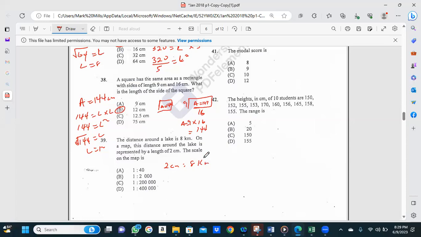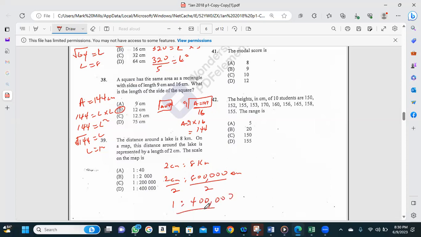We are going to change the kilometer into centimeter. So say 2 centimeters to 800,000. You multiply the 8 times 100,000. That gives you centimeter. Then later you divide everything by 2. So we get 1 to 400,000.